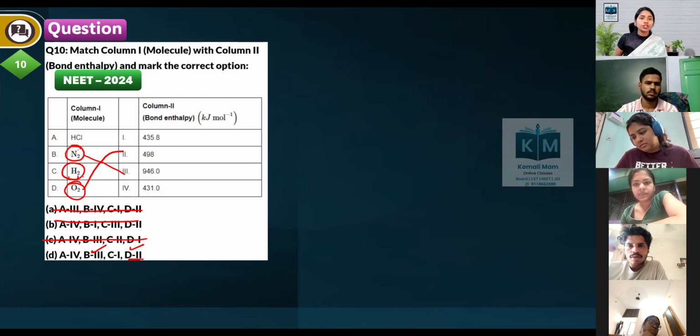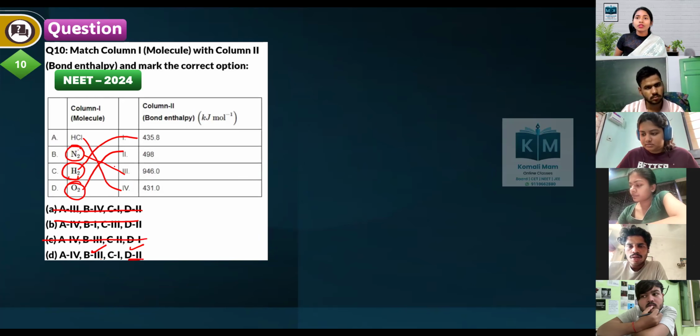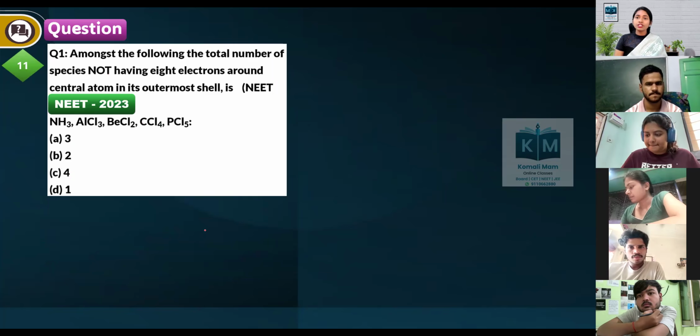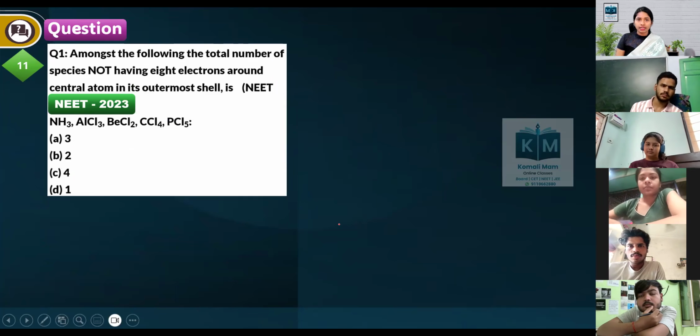Next, H2. H2 is 435.8 and HCl is 431. These are the direct values given in the NCERT textbook, but you are not required to remember them. In most cases, if you know the standard values, just through that only we will be able to find our answer. If you have good memory, you can remember HCl is 431. Otherwise, not needed, which we can find based on the options, in most cases.